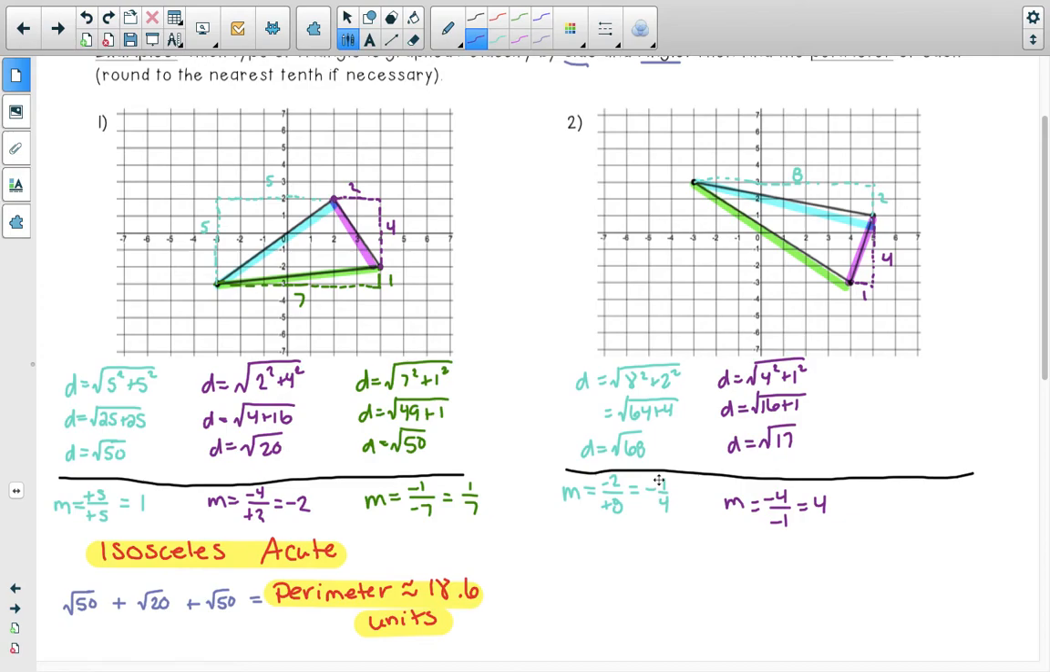If we look, negative 1/4 and positive 4 are opposite reciprocals of each other. That means that we have perpendicular slopes. That tells us that we're going to have a right angle right there.